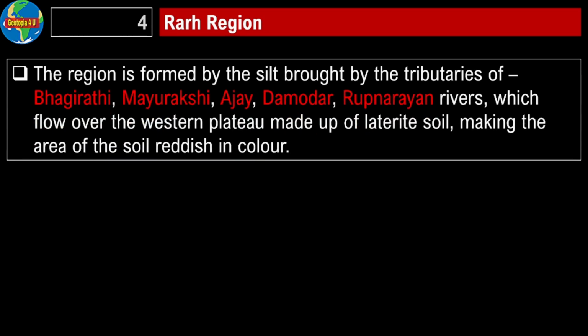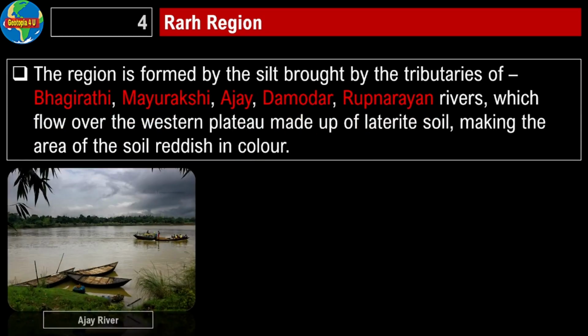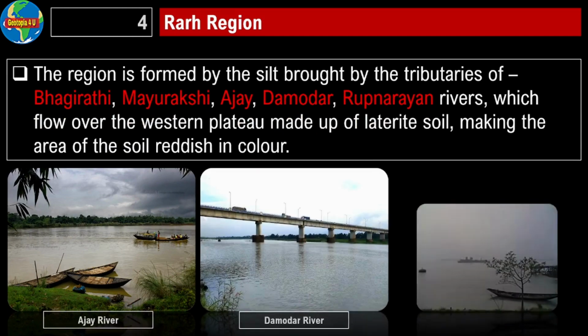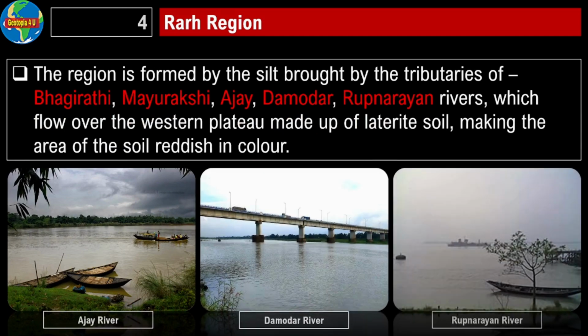The region is formed by the silt brought down by the tributaries of Bhagirathi, Moyurakhi, Ajoy, Damodar, Rupnarayan rivers, which flow over the western plateau made up of laterite soil, making the area of the soil reddish in color. In these three pictures, you will notice the three main important rivers of the Rar region, which are Ajoy, Damodar, and Rupnarayan.